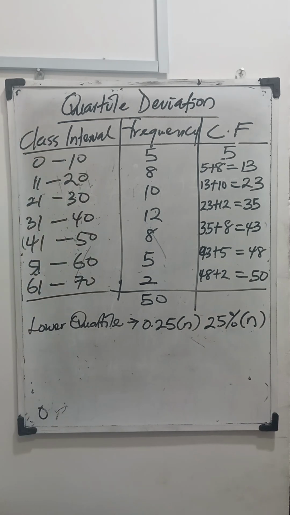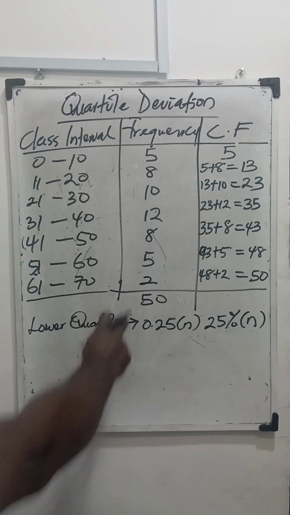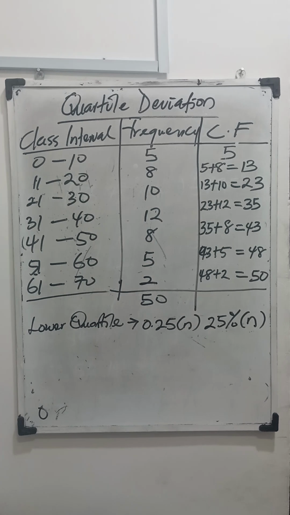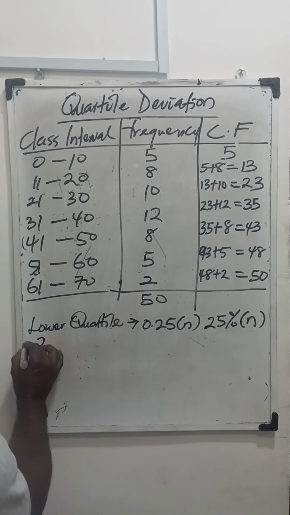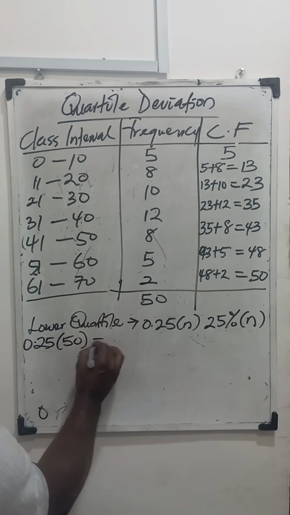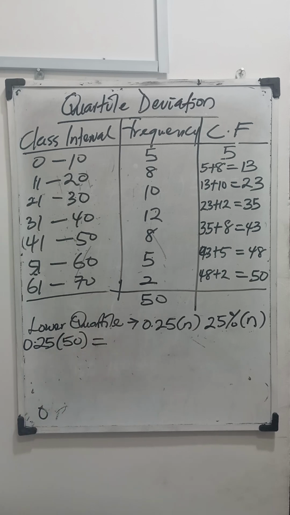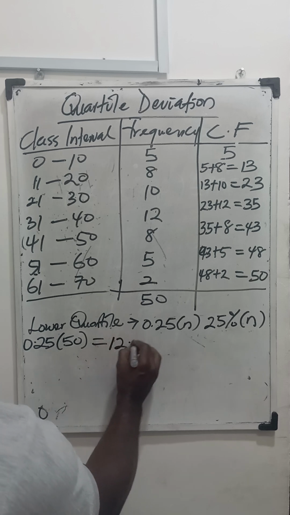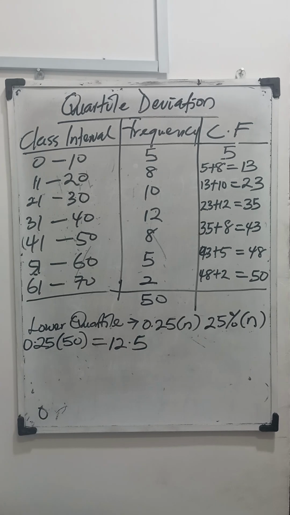So what are we supposed to do for the first quartile? What is the value of n there? 50, the number here is 50. So that's 0.25 times 50. What is supposed to be the value? 12.5.